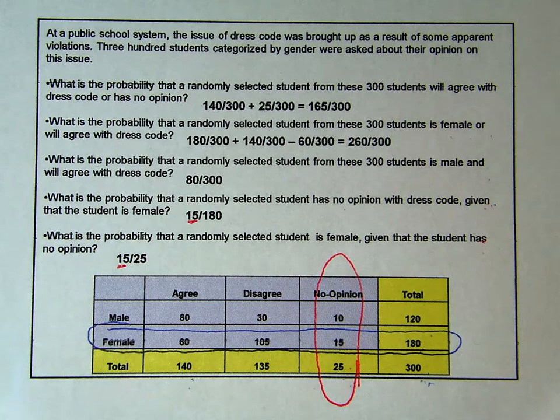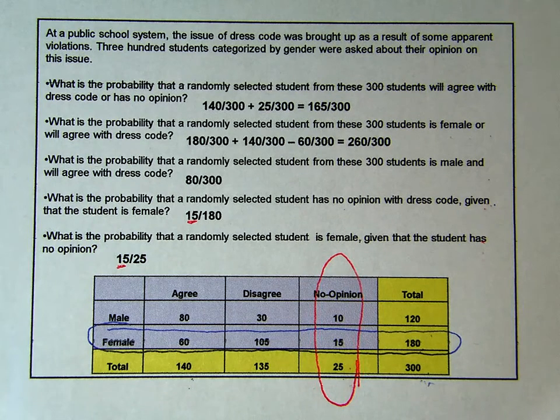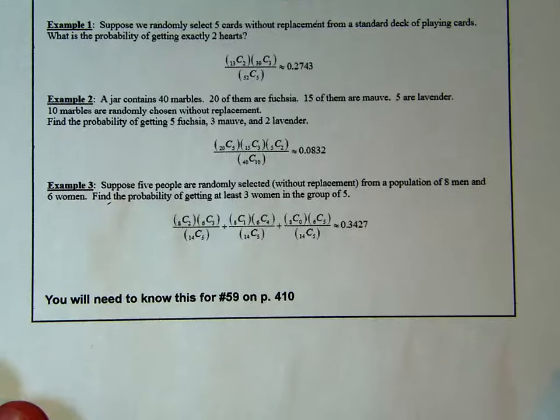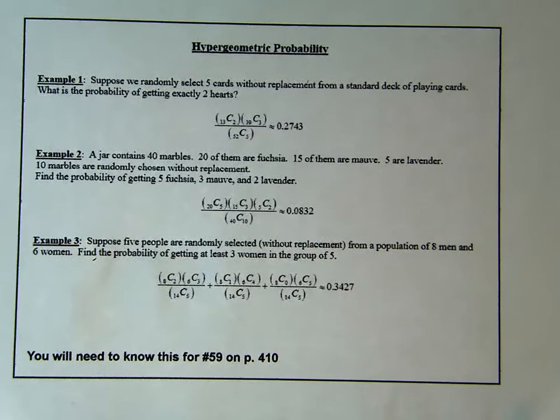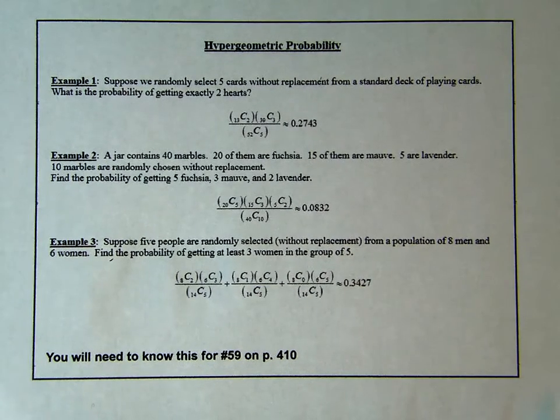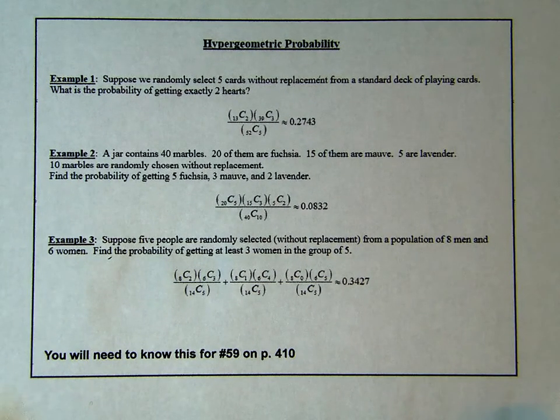All right, last type of probability question we're going to be addressing. Okay, this is something that most textbooks refer to as hypergeometric probability. Its name really isn't important. What is important is understanding when and how you're going to use it.